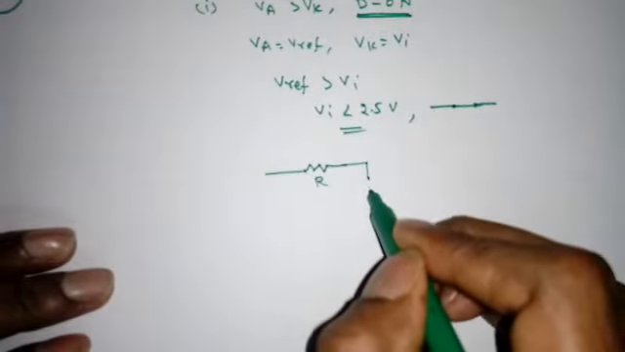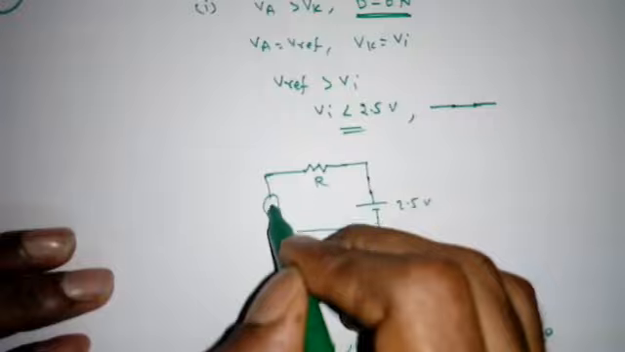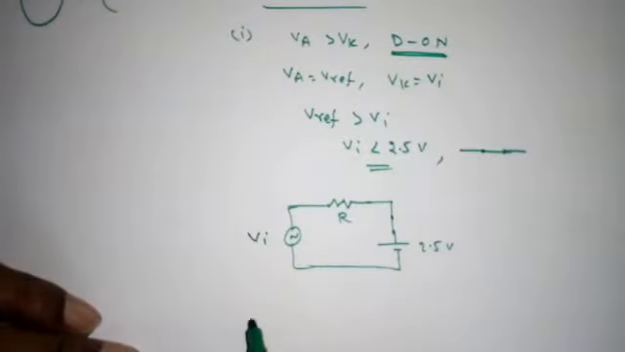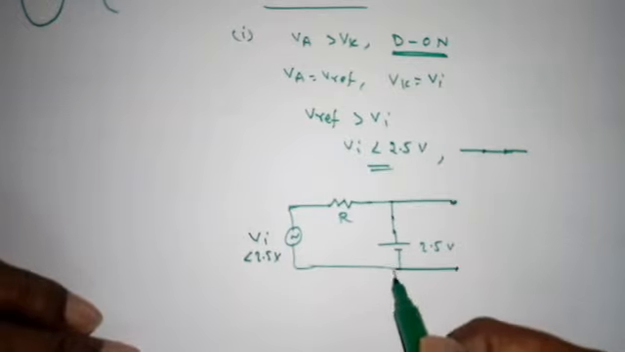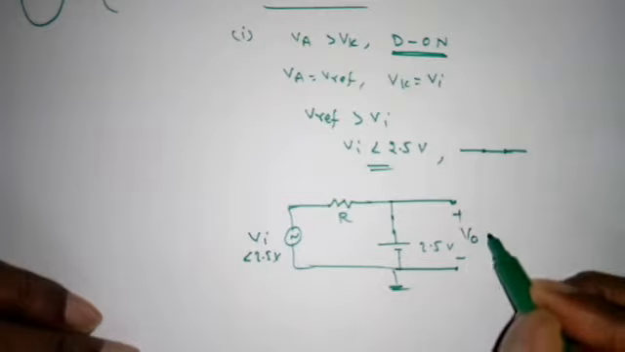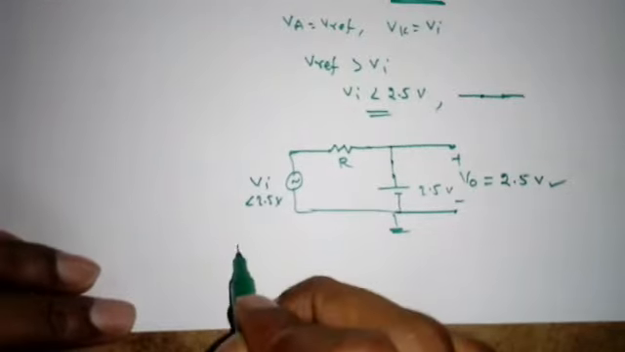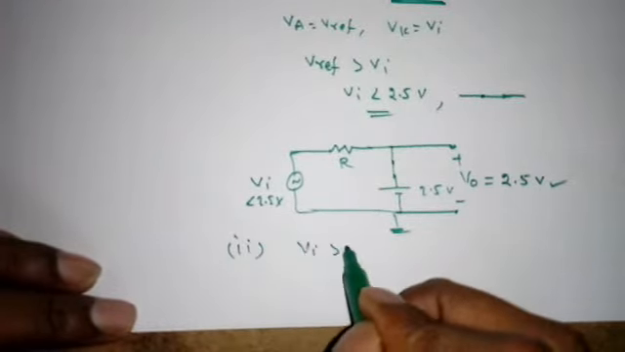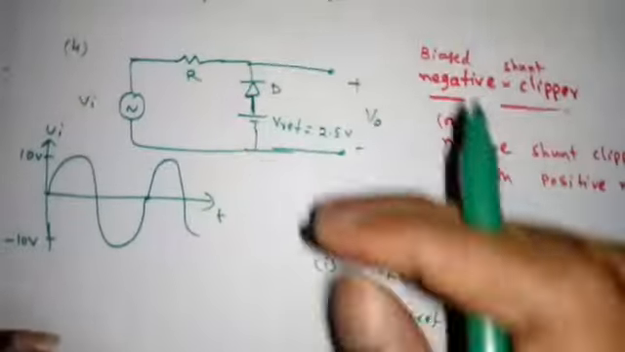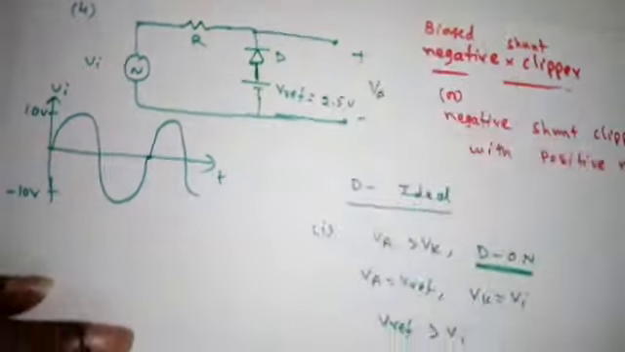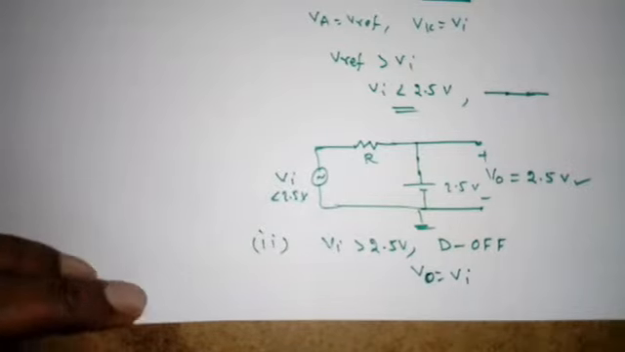This is R, this is short circuit, this is 2.5 volt, this is the VI. So VI is less than 2.5 volt. This is a common point. This is V0. Now tell me what is V0? 2.5 volt. Now what is the second condition? Opposite. When VI is greater than 2.5 volt, that means the diode D will be off. When it is off, see this circuit, this path will be gone. So simply V0 is equal to VI. That's it. This is V0.